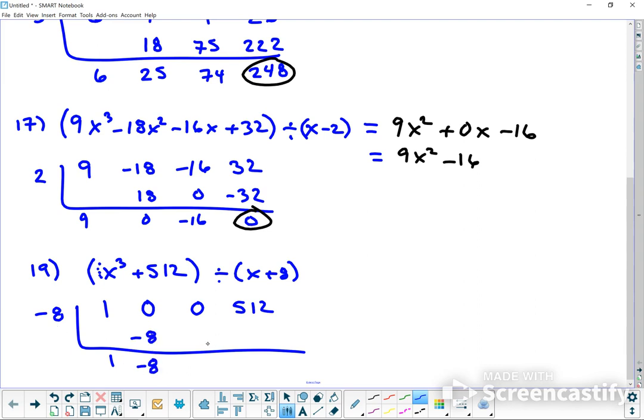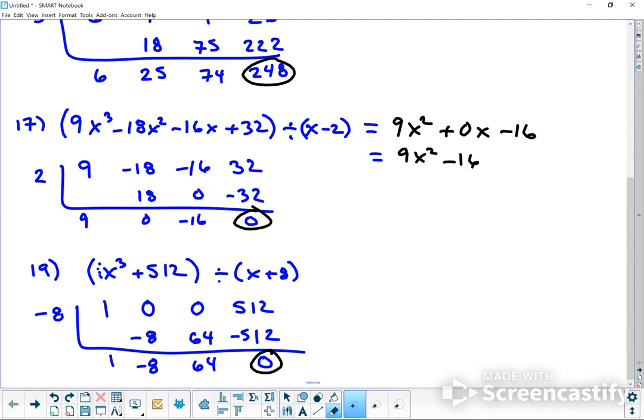Negative 8 times negative 8 is 64. 0 and 64 is 64. Right? And negative 8 times 64 is negative 512. Let's see, 8 times 4 is 32, so 2, bring the 3 down. 8 times 6 is 48, plus 3 more is 51. So it is, and we get a remainder of 0.